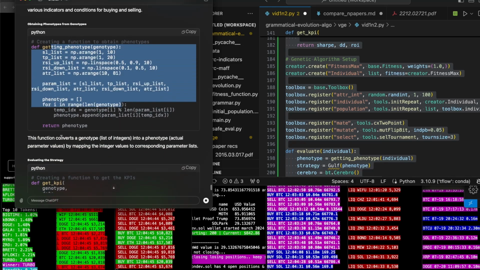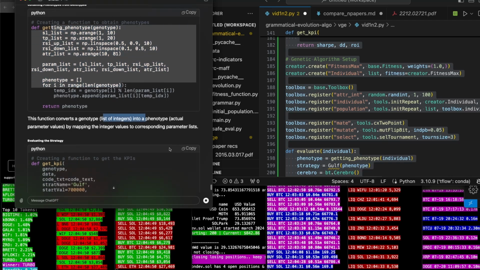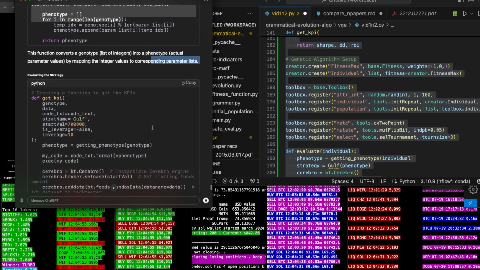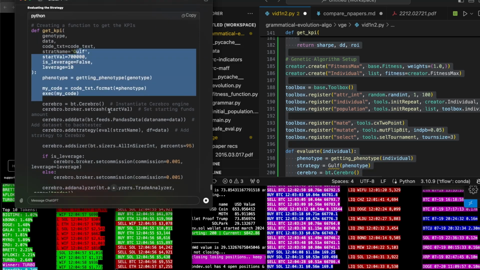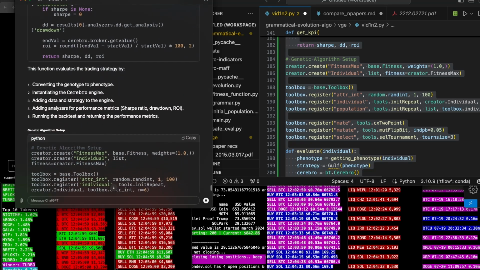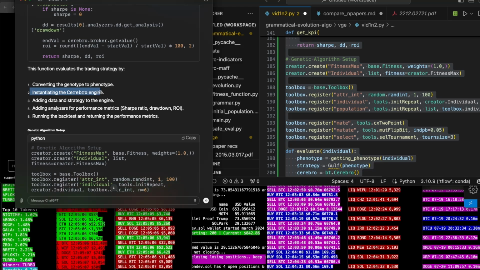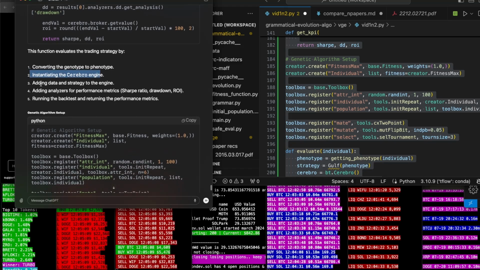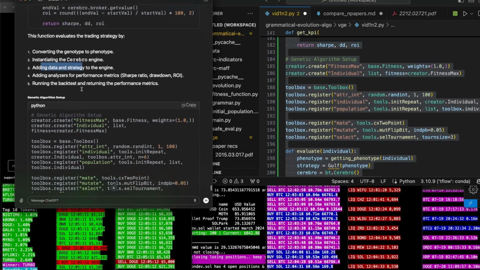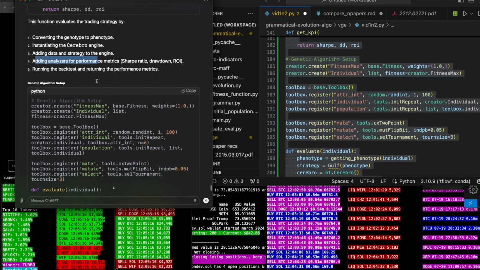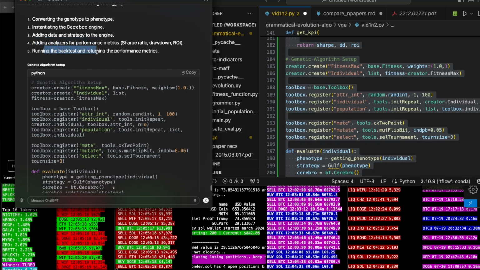Then down here, this function converts a genotype, which is a list of integers, into a phenotype, the actual parameter values, by mapping the integer values to corresponding parameter lists. You can see this is the KPI part, what we're looking at for the KPIs. So this function evaluates the trading strategy by converting the genotype to phenotype, instantiating the Cerebro engine, adding data and strategy to the engine, adding analyzers for performance metrics like Sharpe ratio and drawdown ROI, running the backtest and returning the performance metrics.